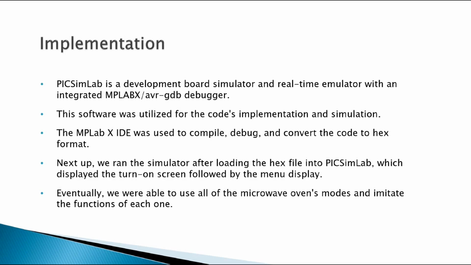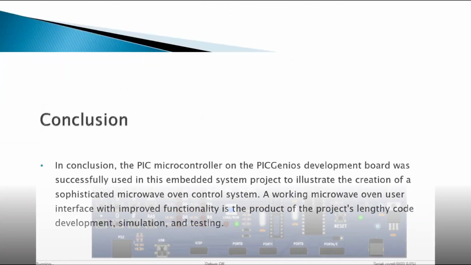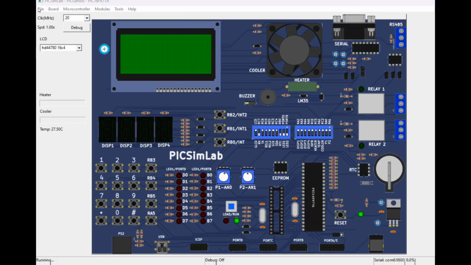After that, we ran the simulator after loading the hex file into PICSimLab, which displayed the turn-on screen followed by the menu display. Eventually, we were able to use all of the microwave oven's modes and imitate the functions of each one. Now we will see the real-time implementation video of the microwave oven program.